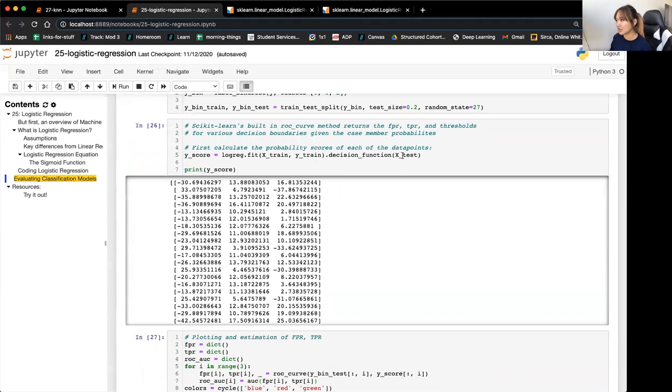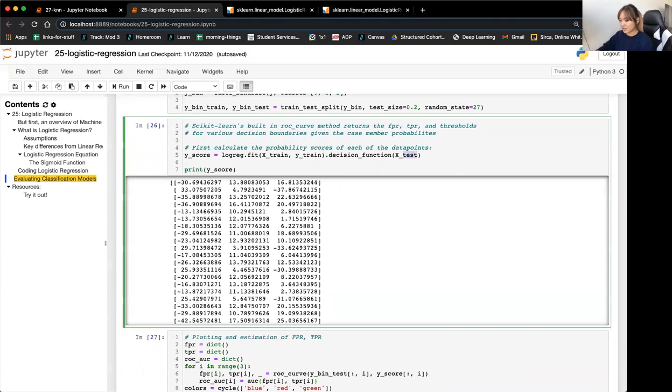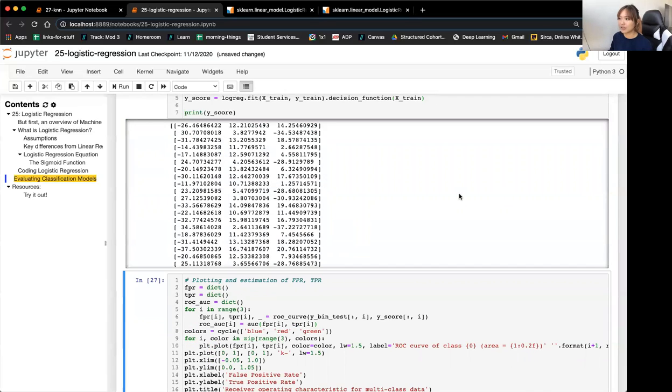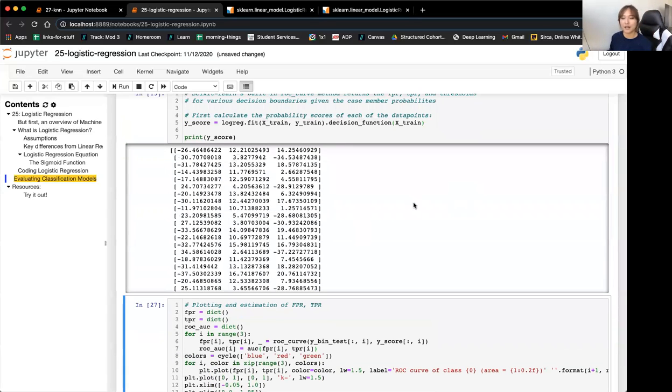So if you did this on your X train, I believe you'll get scores for each training sample. And then for X test, it's the same way that you feed it into your test model to give you a prediction. This just gives you the scores that go behind the prediction.